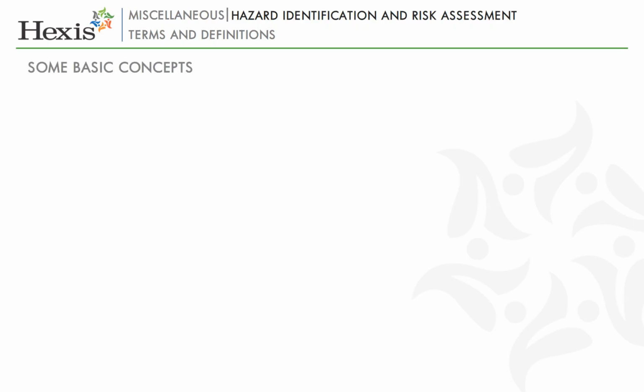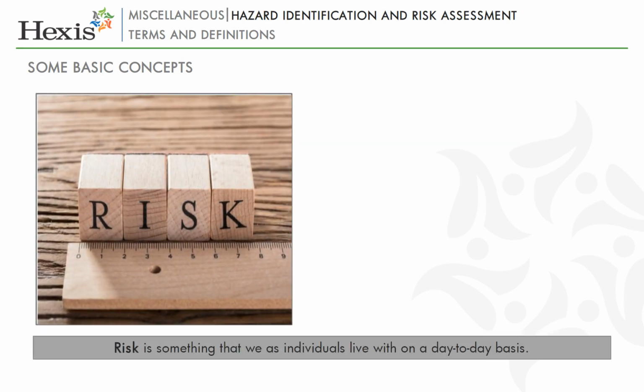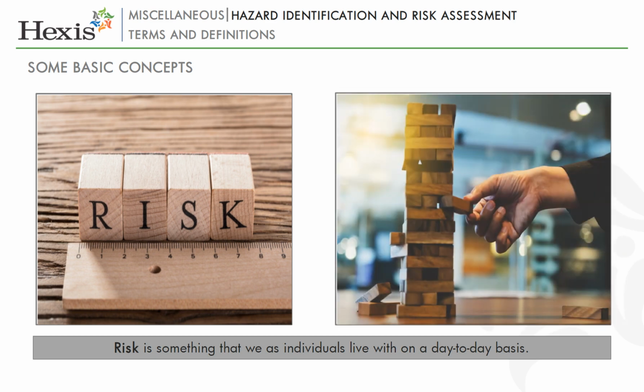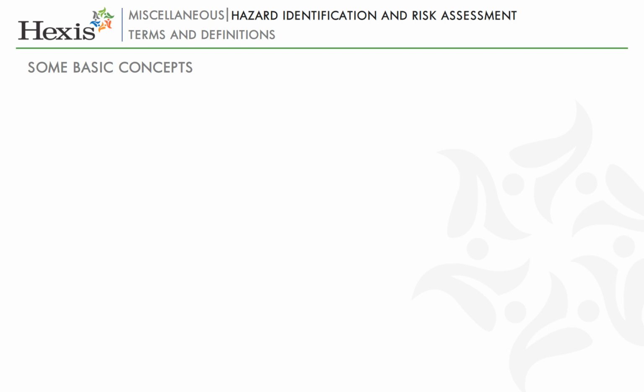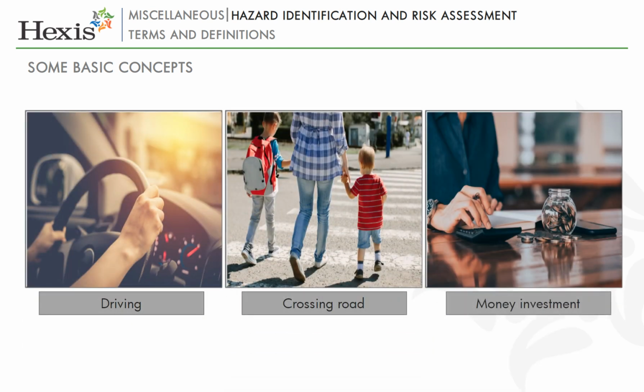Next, let's understand what risk is. Risk is something that we as individuals live with on a day-to-day basis. People are constantly making decisions based on risk. Simple decisions in daily life such as driving, crossing the road, and money investment all imply an acceptance of risk. Risk is the combination of the likelihood and severity of a specified hazardous event occurring.